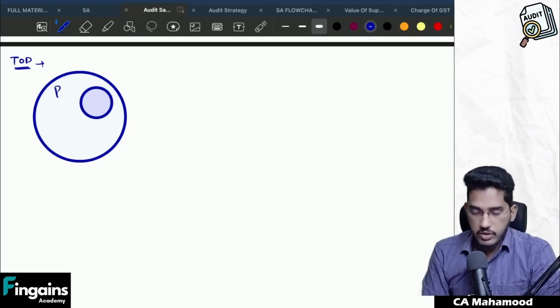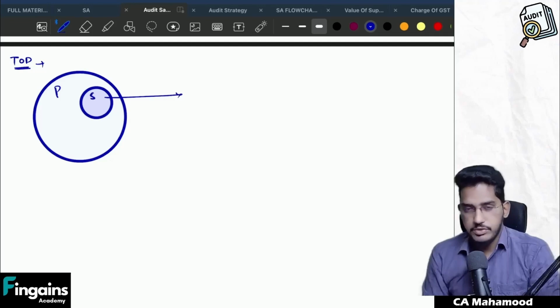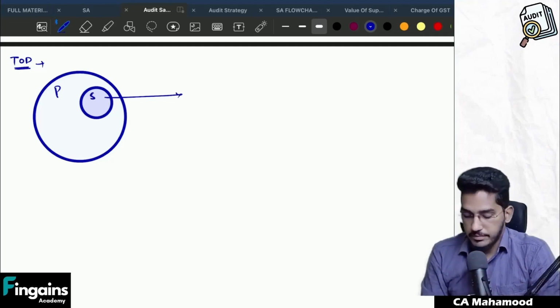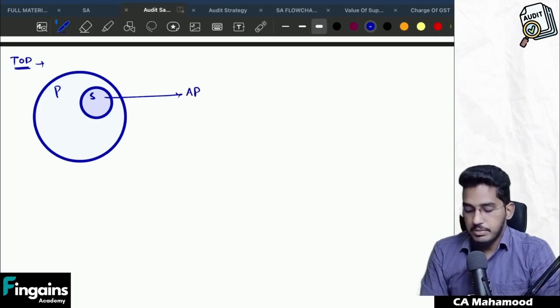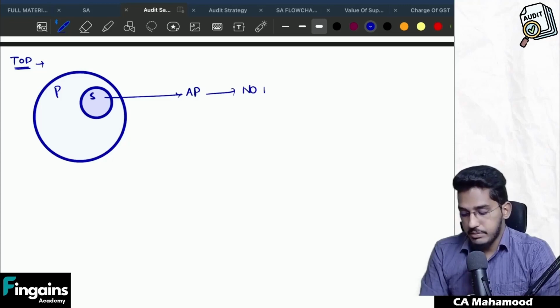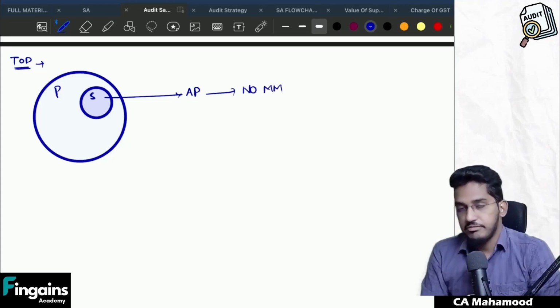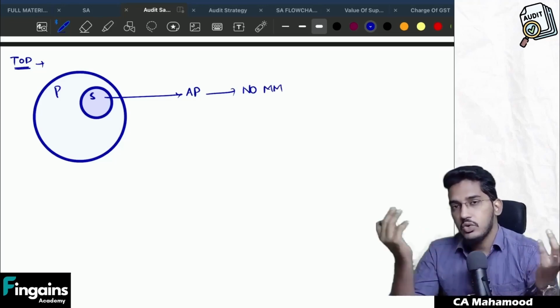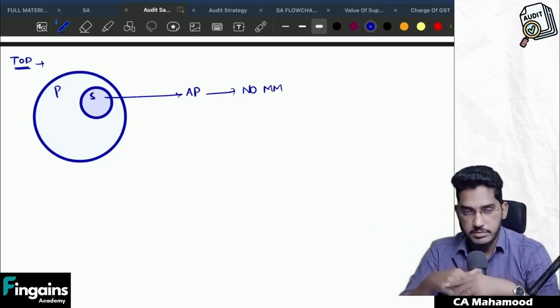I am unable to verify all the transactions, so I have taken the sample. Now on this sample, I performed audit procedures. I did inquiry, inspection, all these things. By performing audit procedures on the sample, I did not find any material misstatement. On the sample, whatever I have verified, I did not find any material misstatement. Since I did not find any material misstatement in my sample, I will conclude that in my entire population also there is no misstatement.